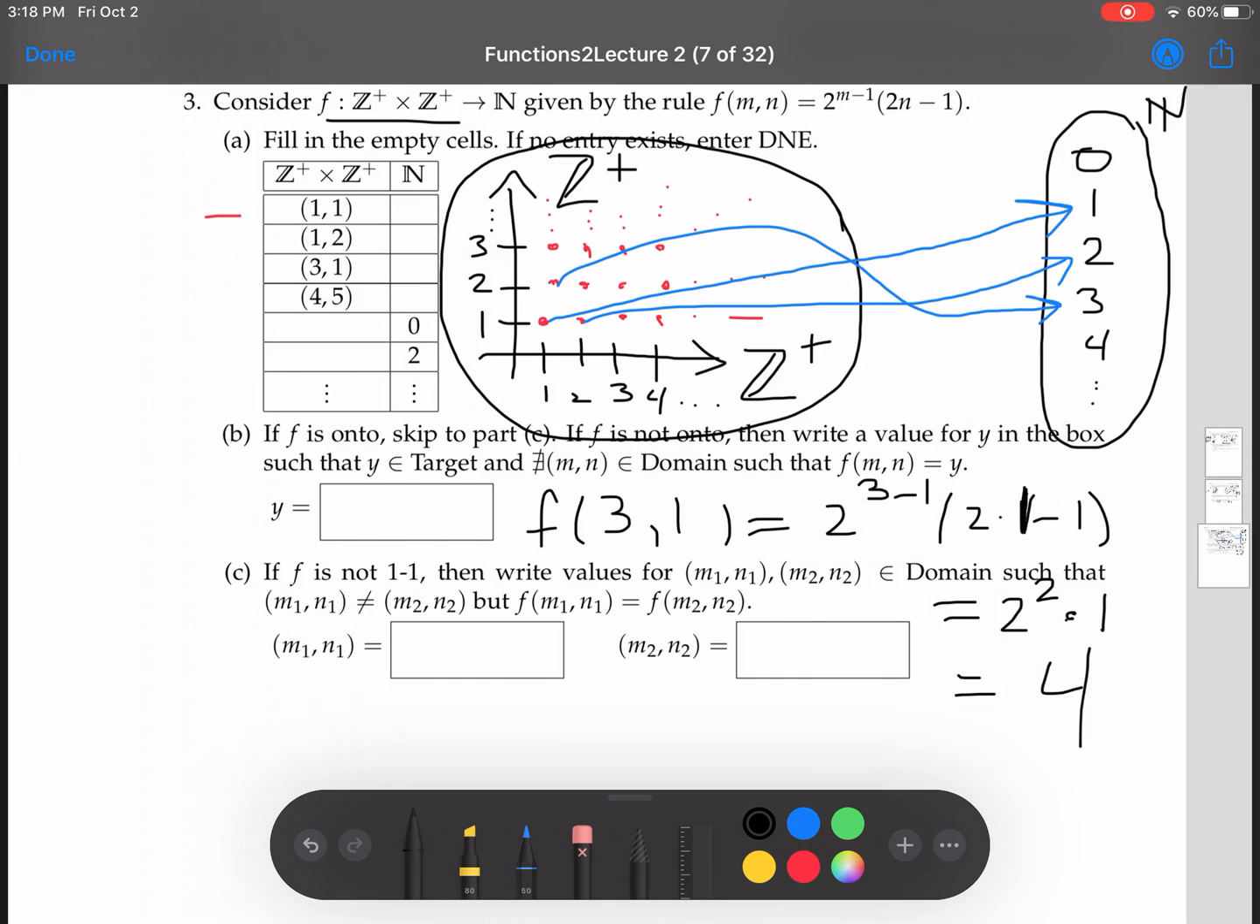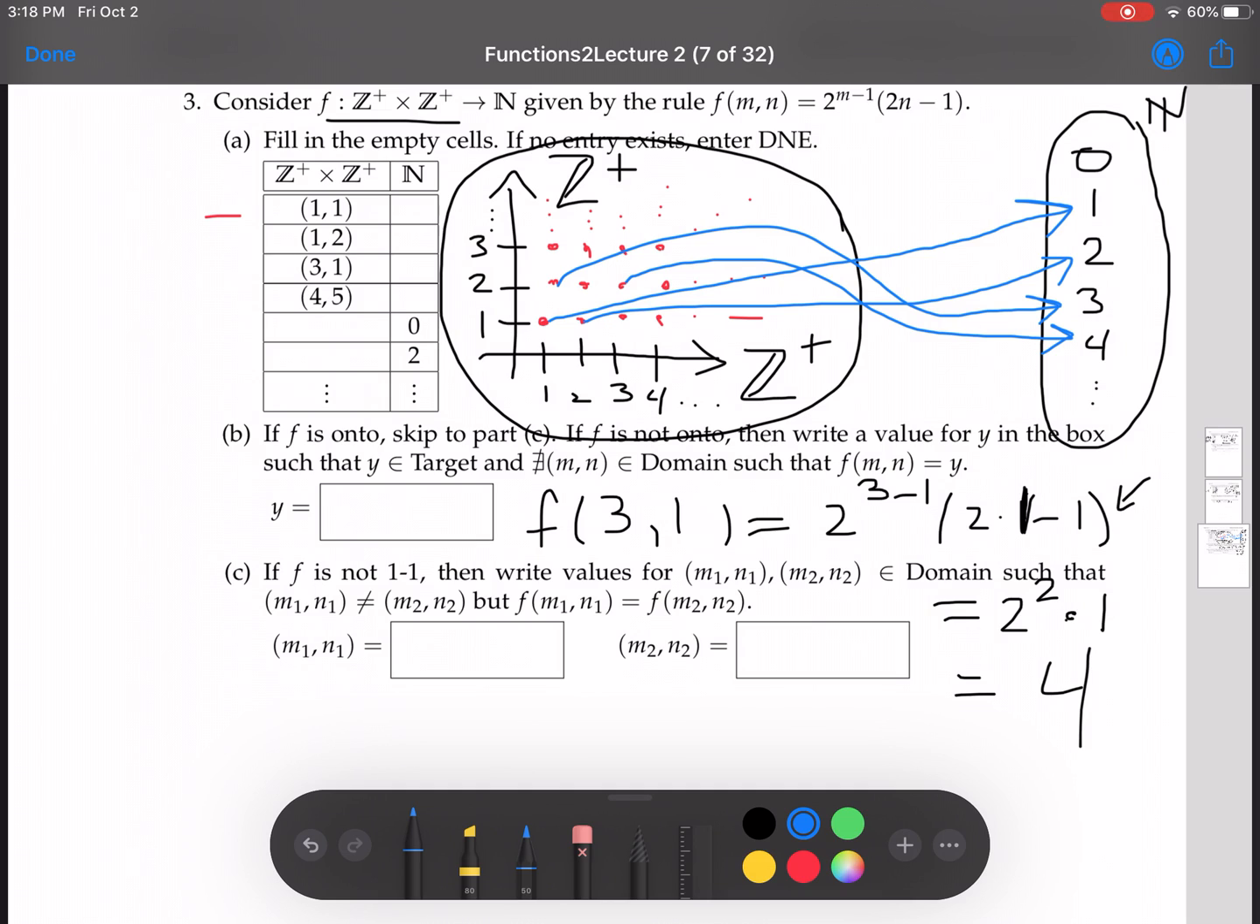2 to the 3 minus 1 times 2 times 1 minus 1. So 2 to the 3 minus 1, that's 2 squared, so that's my 4. 2 times 1 minus 1, this part right here gave me the 1, so I have 4 times 1, which is 4. All right, so over 3 up 1 sends me to 4.